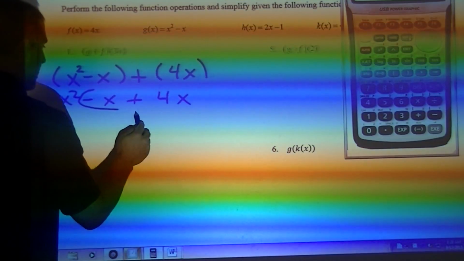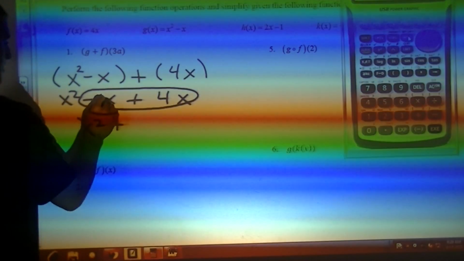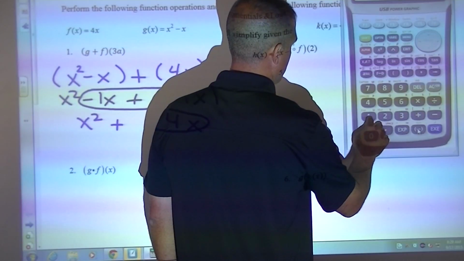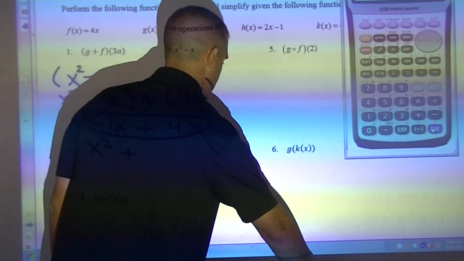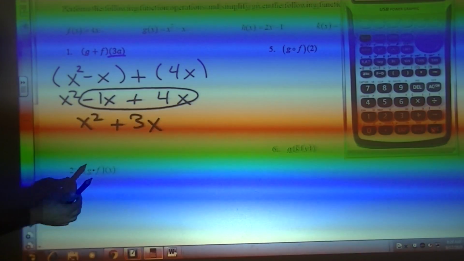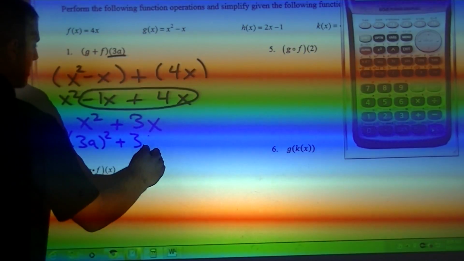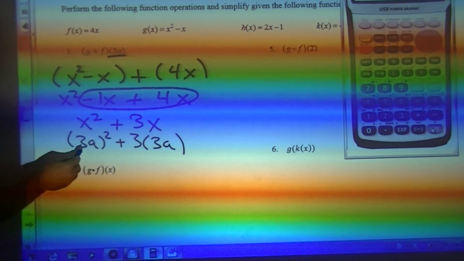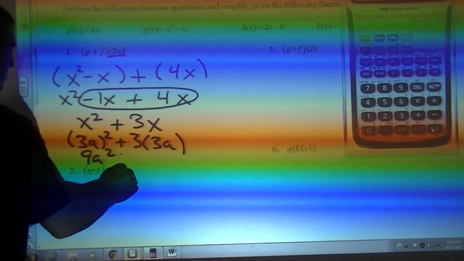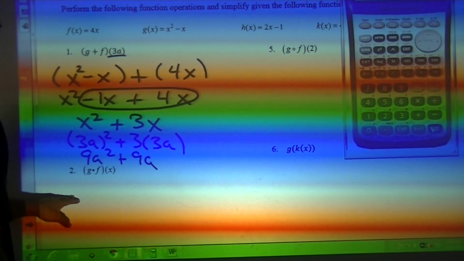So I want to combine my like terms. I got x squared plus, that's going to be negative 1 plus 4, which obviously is 3, so 3x. Now, here's what they want you to do with that. Now that you've combined those, go ahead and put 3a in that space for x. So 3a squared would be 9a squared plus 3 times 3a would be 9a. So that would be your answer for that one.